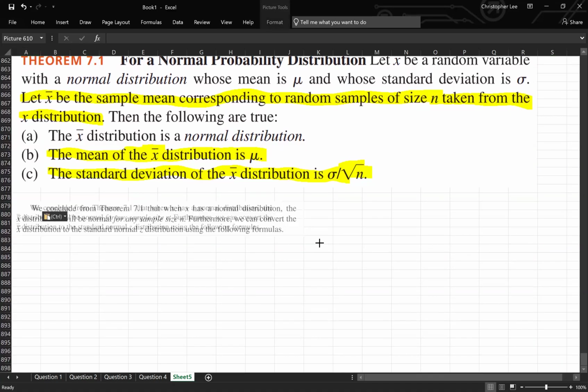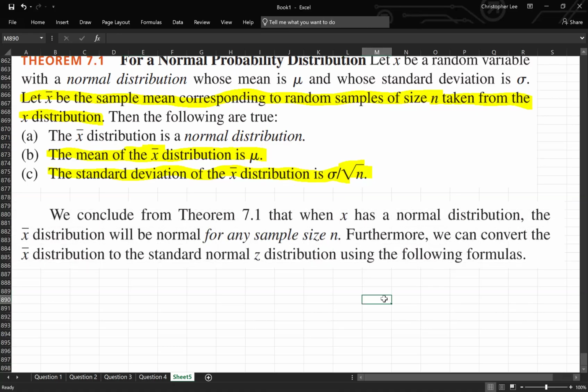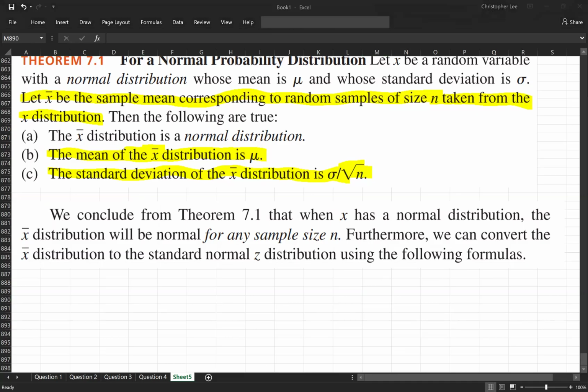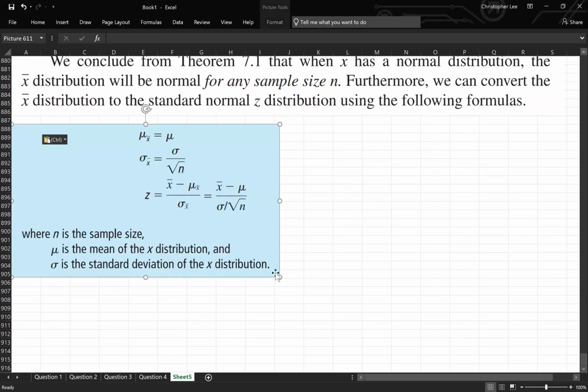So we conclude from the theorem that X has a normal distribution, right? The X bar distribution will be normal for any sample size n. Furthermore, we can convert the X bar distribution to the standard normal Z distribution using the following formula. So we're looking at chapter 7, right? Chapter 7 on the formula sheet. That's where this formula is right here.